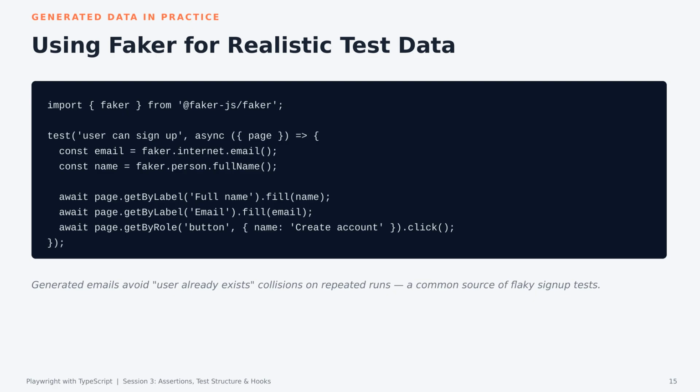Why does this actually matter in practice? Generated emails avoid that classic "user already exists" collision you get on repeated runs, which honestly is one of the single most common causes of flaky signup tests I have seen across different teams.